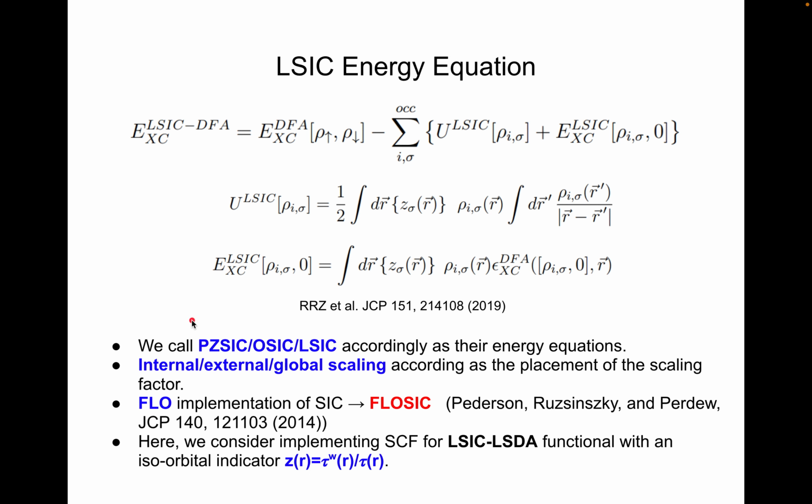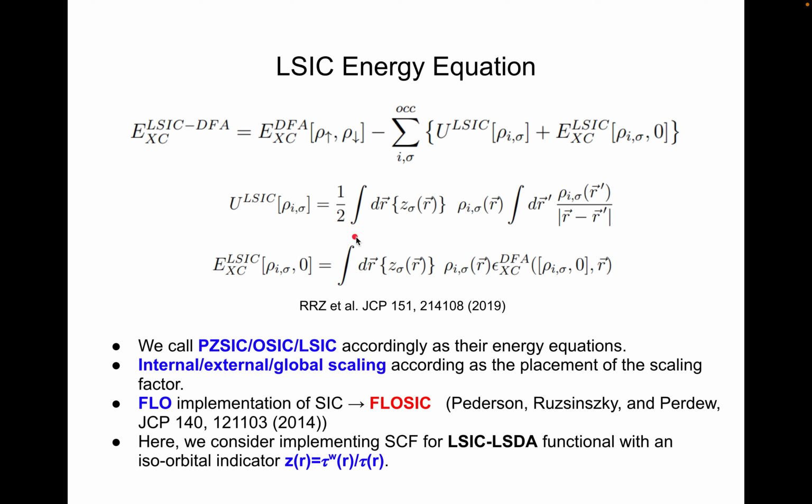Let's go over the terminology. We use the terminology PZSIC, orbital SIC, or LSIC accordingly as to what energy equation we used. So if you use the LSIC equation like this, we call it LSIC. If we use the orbital scaling equation by Bhattacharya and Scuseria, we'll call it the OSIC. And if the energy equation is the Perdew-Zunger SIC, we will call it the PZSIC. As for the scaling factor, we will use the terminology internal scaling, external scaling, and global scaling accordingly as the way you place the scaling factor.